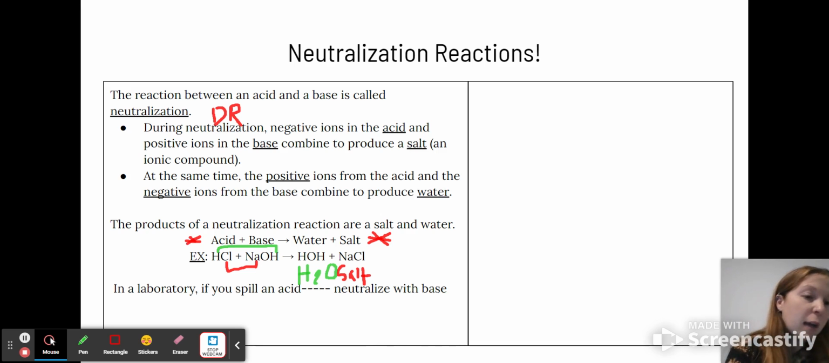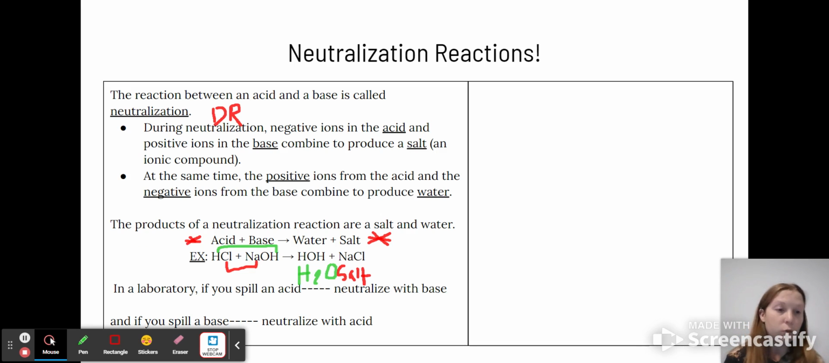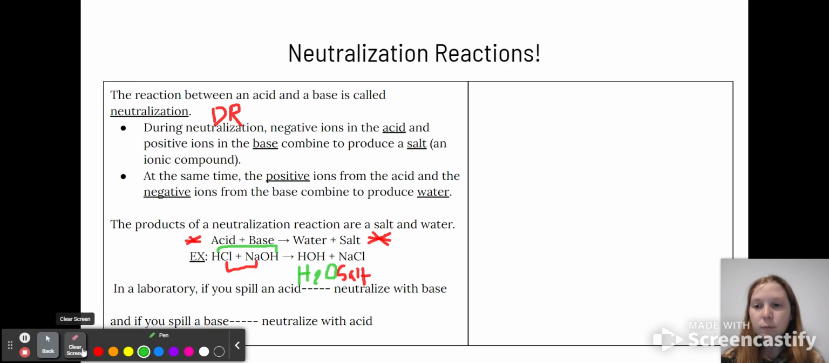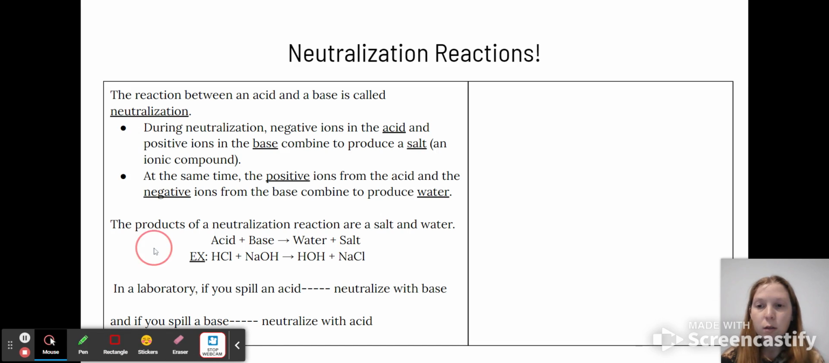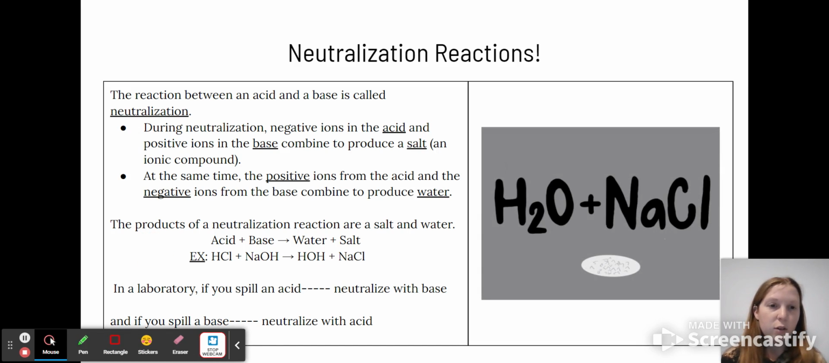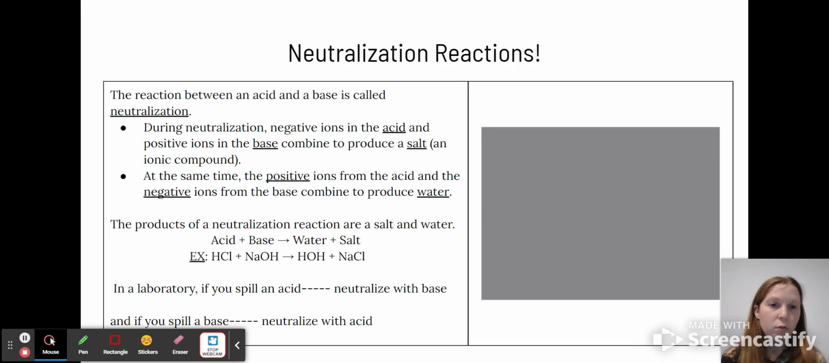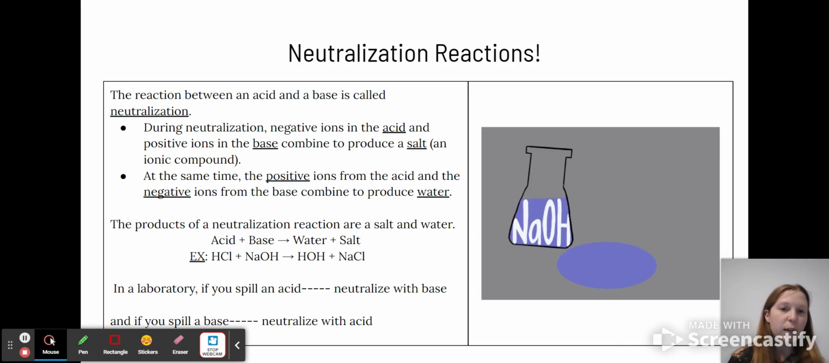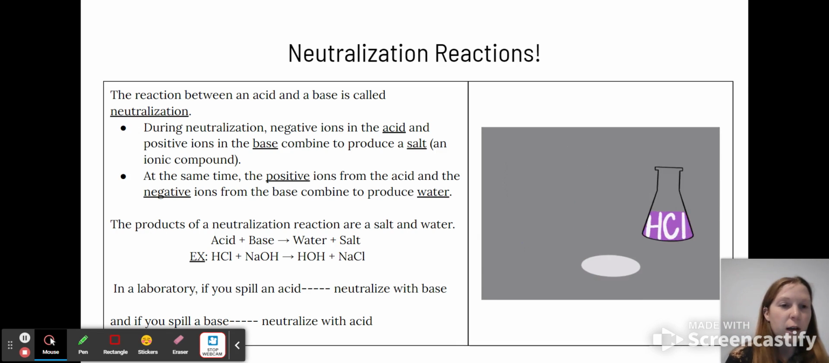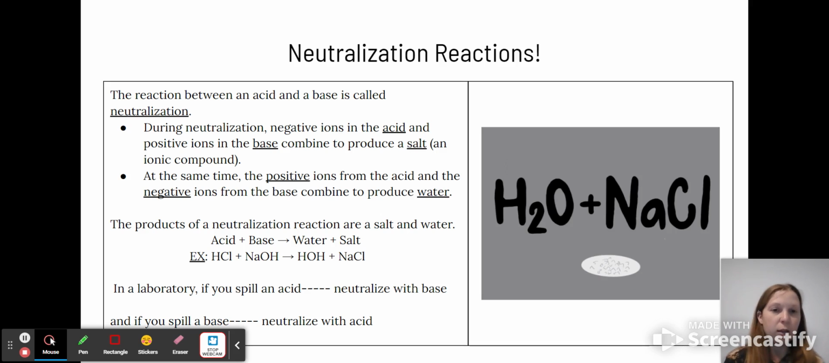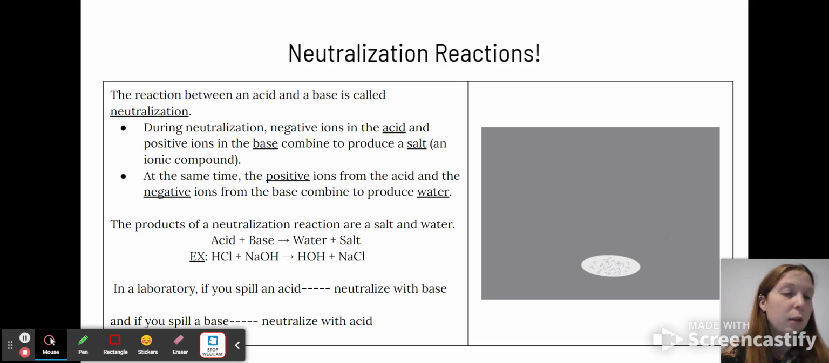If you spill an acid in the lab, you will neutralize it with a base, not just any base. Come and ask me, I'll tell you which one you need to use, and vice versa. So if you spill a base, you'll neutralize it with an acid. And this just kind of shows you what happens when you mix them together. So NaOH, you spill that, you neutralize it with HCl, and you come out with NaCl and H2O.